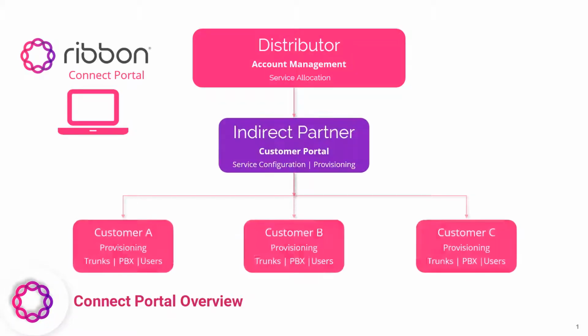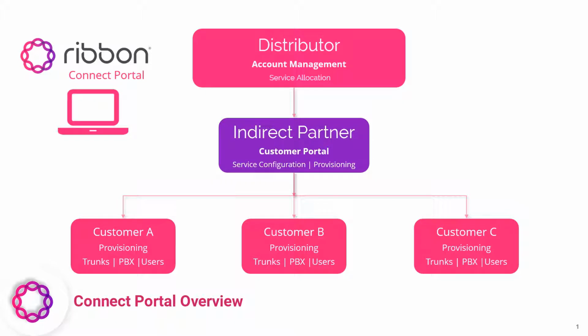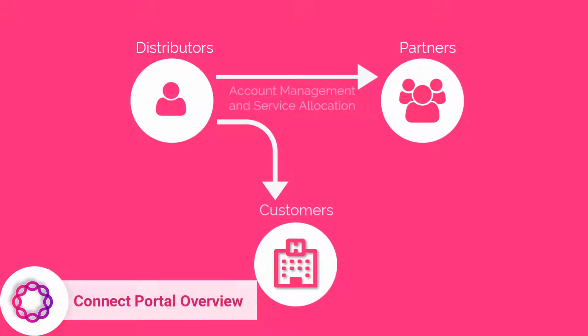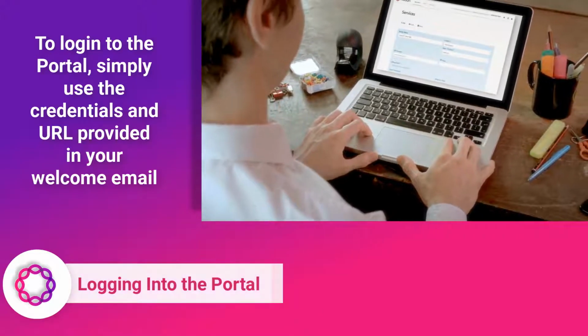Ribbon's Connect portal offers an easy-to-use interface to enable distributors and partners to manage services and customers. The portal offers various levels of access depending on the user role. The distributor role, for which screens are provided to enable the partner and customer setup as well as service allocation, and the partner role, for which screens are available for customer service configuration. This tutorial focuses on the latter. With that in mind, let's get started by logging in.